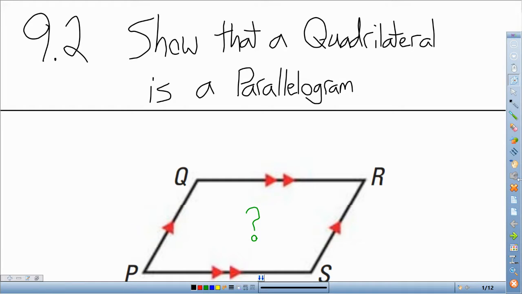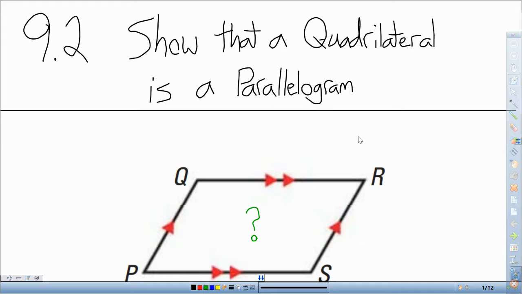Hey everybody. So we're getting into 9.2 today, showing that a quadrilateral is a parallelogram. All right, so we're still focusing on parallelograms in this section, but you'll see as we go through these problems, the idea is: is the quadrilateral a parallelogram? That's going to be the question.